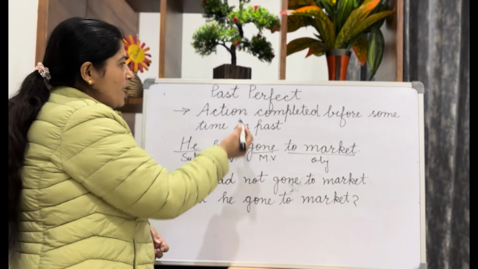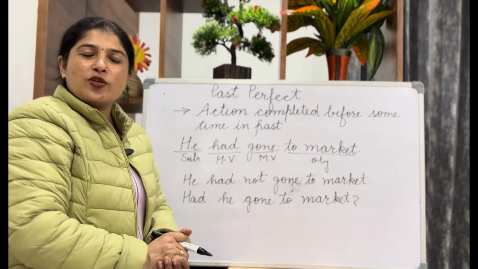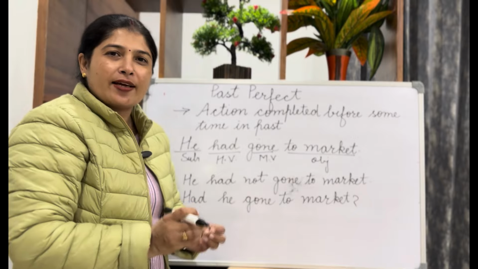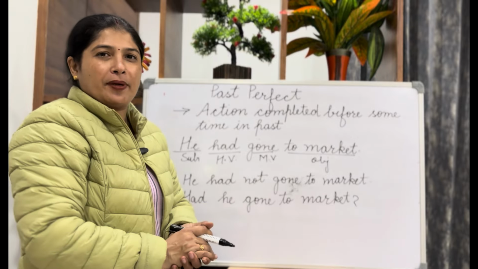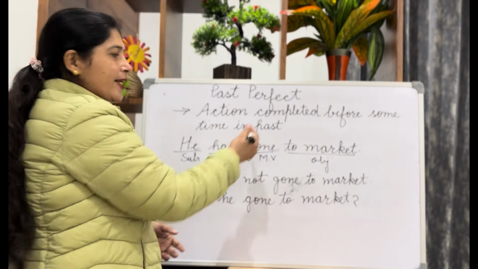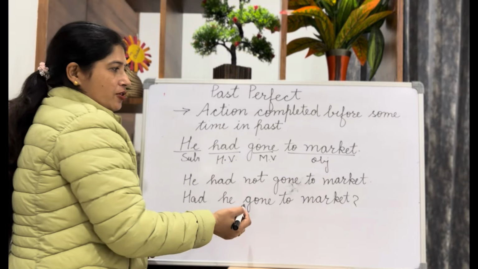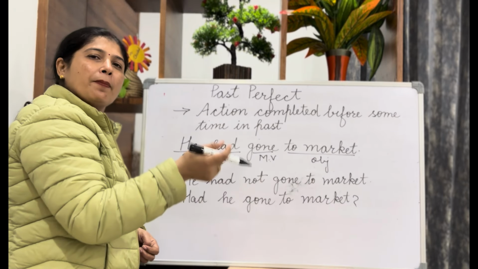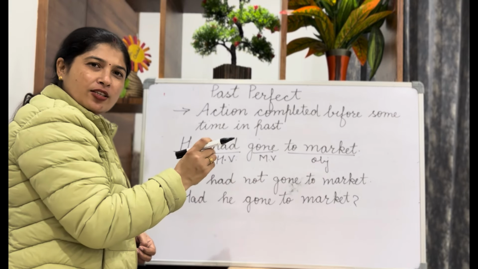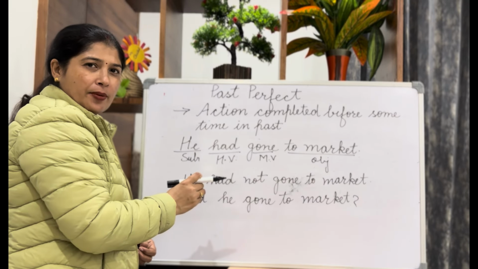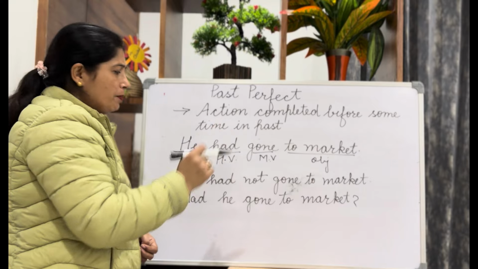Now it's the turn of past perfect. When do we use past perfect tense? For the actions that were completed before some time in the past. Let's see the example. He had gone to market. It means we are talking about the past, but for the action that was completed before some time. He had gone to market.